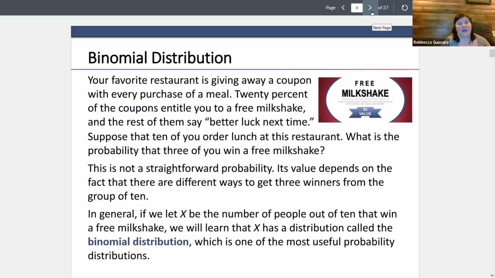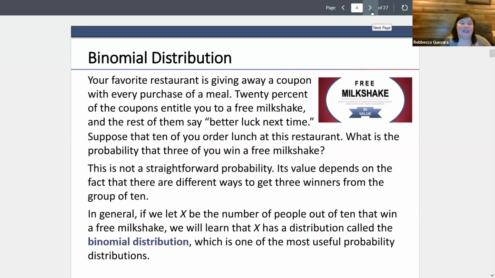Suppose that 10 of you order lunches at the restaurant. We want to know what is the probability that 3 of you will win a free milkshake. So if 3 of you win, what would that probability be? This is not a straightforward probability. It depends on the fact that there are different ways to get 3 winners from a group of 10. So this goes back to those combinations that we had. So there are several different combinations of 3 out of 10 that could occur. So the probability isn't as straightforward as everybody having 20%. That's part of it, but then, like I said, there are several ways that event can occur.